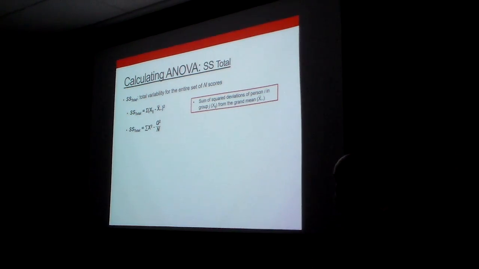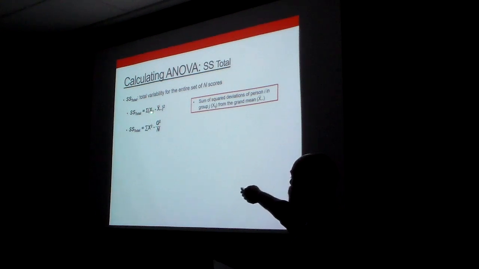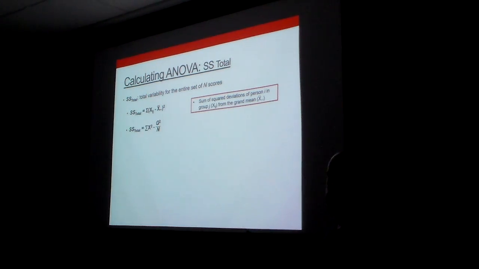Calculating sum of squares total, from a conceptual standpoint, think about this as the sum of each score, x sub i j. This means the score for person i in group j. So if I look at my table here, in my temperature condition, the score for person 1 in group 1 is 0. The score for person 2 in group 1 is 1. The score for person 3 in group 1 is 3. This is what's going on here.